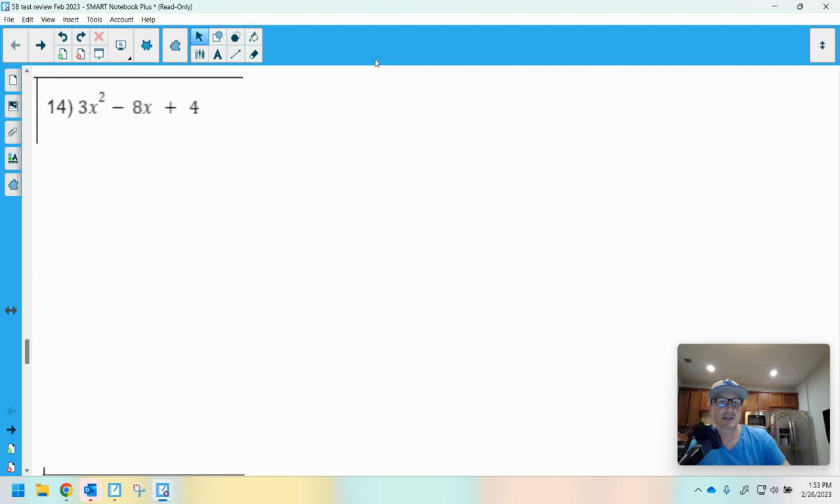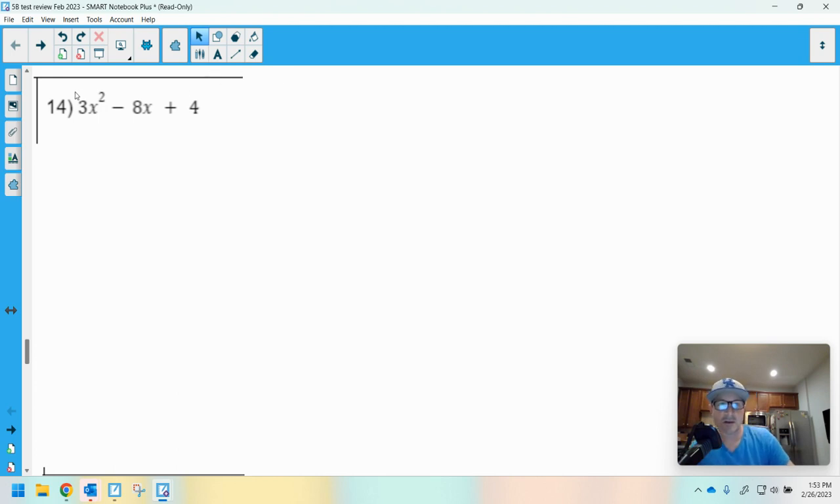Do we have a GCF? This is a trinomial. It has an x squared at the beginning. It has an x in the middle. It has a 4 at the end. Do we have a GCF of 3, 8, and 4? We don't. There is no GCF. 3 doesn't multiply into 4. 3 doesn't multiply into 8. There's nothing that multiplies into all of them.